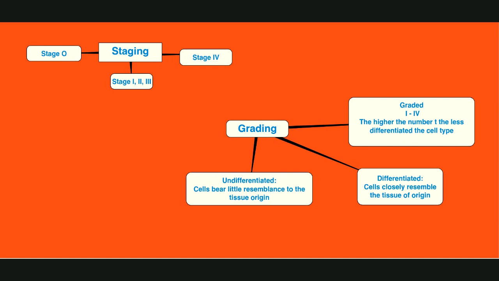Grading is somewhat the same way. So grading, it is divided into differentiated and undifferentiated. So your differentiated, I can't even say it, cells closely resemble the tissue of the organ. You can read it. And then your undifferentiated are cells that bear little resemblance to the tissue of origin. So you have your 2 grading methods here. And then again, just like the staging, it goes from 1 to 4. So the higher the number, the less the cells resemble the tissue, the original tissue.